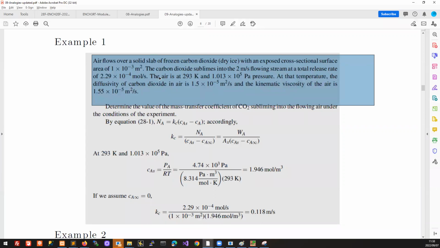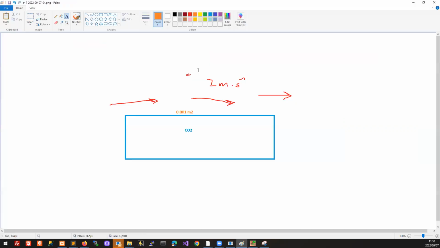And so the carbon dioxide is going to sublime into that, right? Sublimation, your molecules from the solid are going directly into the gas, without first going into the liquid phase. So CO2 is leaving the solid and entering the gas, and that's on the molecular basis. So we have molecules leaving into the gas.